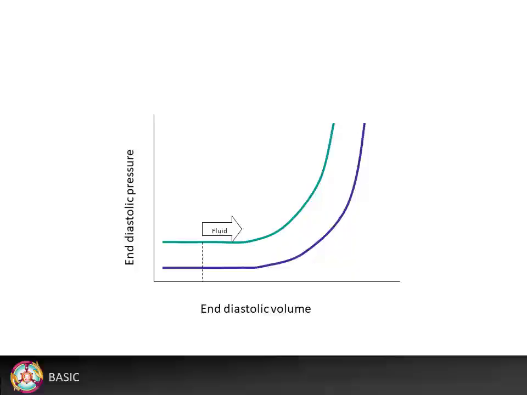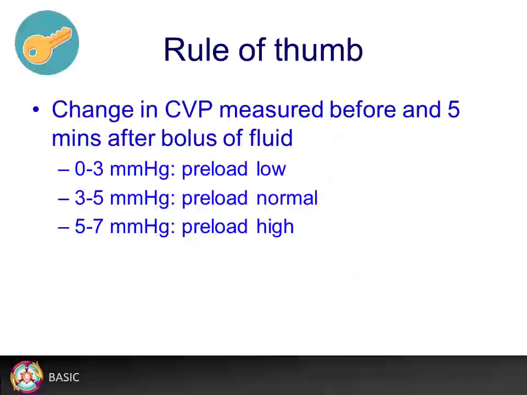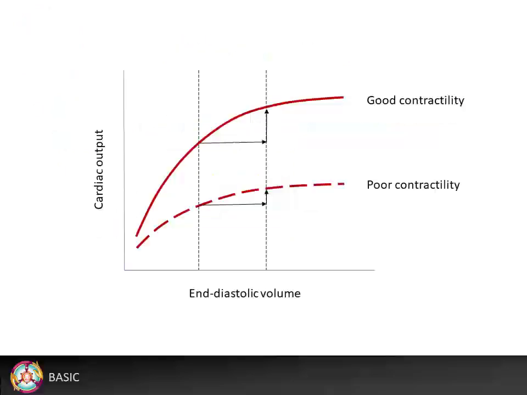If there's little change in CVP following a fluid bolus, the end diastolic volume is likely to be low. If there's a big change, the volume is probably high. As a rule of thumb, if the difference between CVP measured before and 5 minutes after fluid bolus is 0 to 3 millimeters of mercury, the patient is probably underfilled. If it is 3 to 5, he's probably adequately filled, and if it's more than 5, he's probably overfilled.